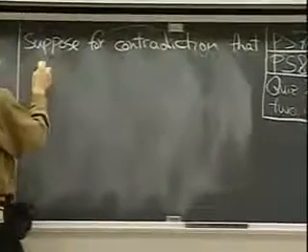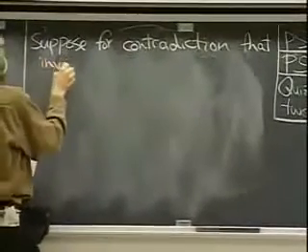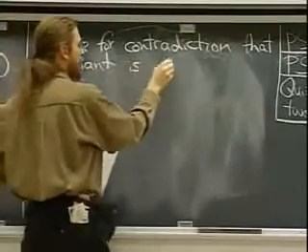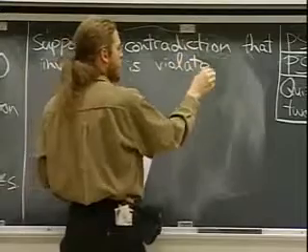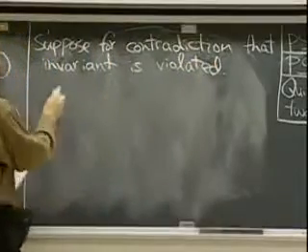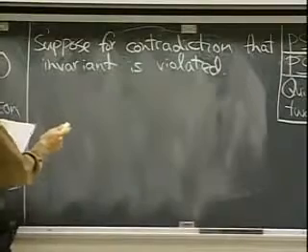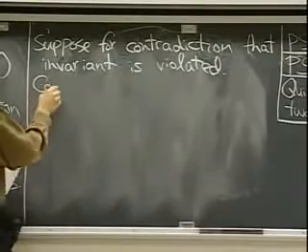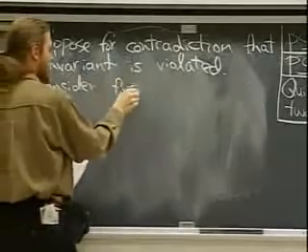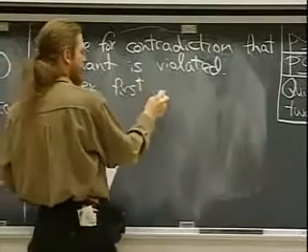So suppose, for contradiction, that the invariant is violated. So we'd like to use the violator and find a contradiction. So it's going to be violated. Let's look at the first violation, the first time it's violated. So this is essentially, again, a proof by induction.